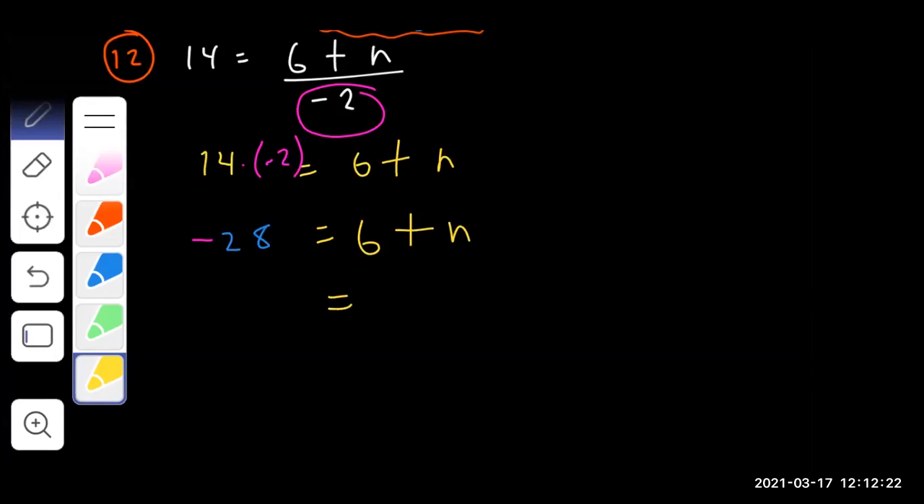Again, the variable is on the right side. No problem, guys. It's the same. Leave it here. What is bothering me here, guys?